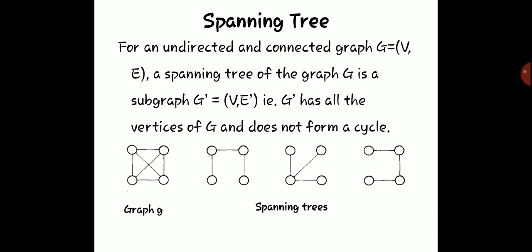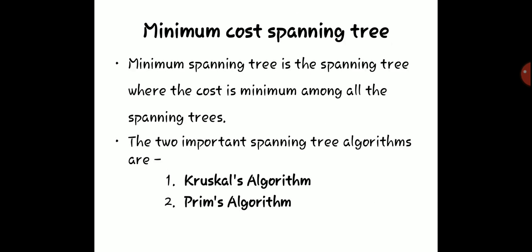So see the graph G. It has 4 vertices and 6 edges, right? And see the spanning trees on the right side. We can form 3 spanning trees for the given graph G, right? So I hope you understand the concept of spanning trees.